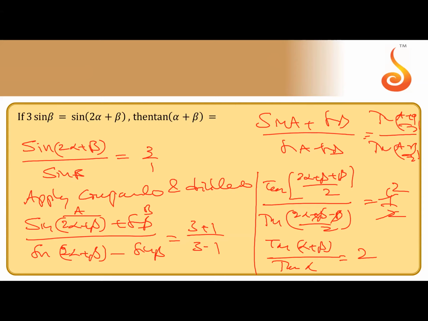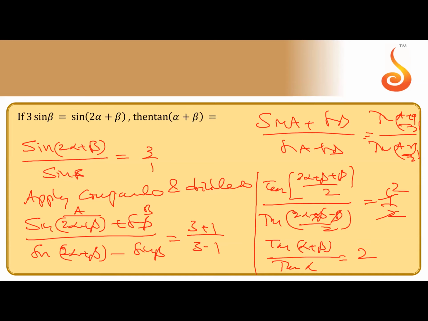That's it. Otherwise, if you forget the formula, you can apply the transformation formula, sin c plus sin d, over sin c minus sin d. So tan alpha plus beta equal to 2 tan alpha is the answer.